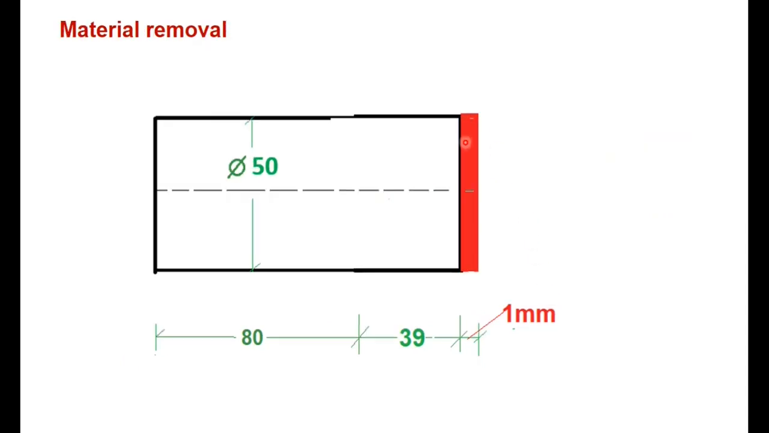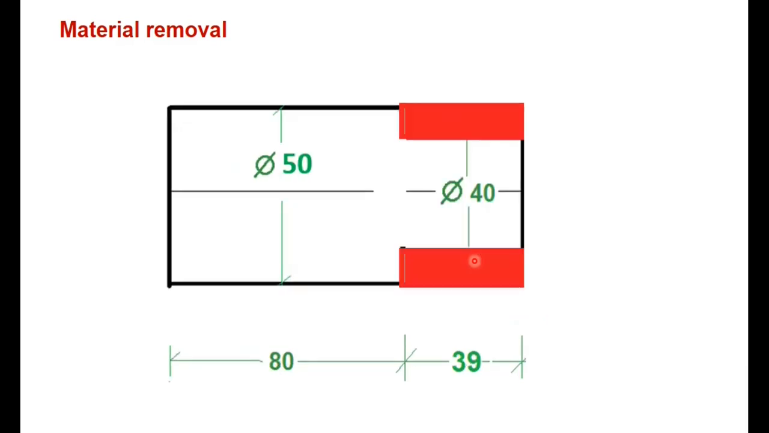So what I do is, first I get a complete block of 120 mm length and dia of 50. I have to remove this one, this is called facing. So 1 mm facing I have to do so that it becomes completely flat. Then the next operation, I have to remove this much part, so radially I have to remove 5 mm.